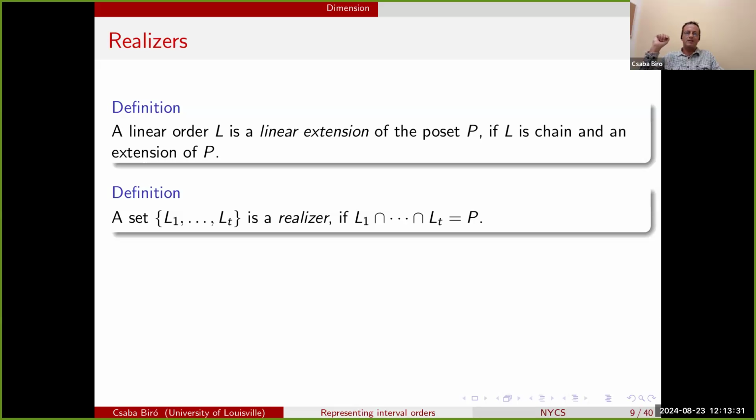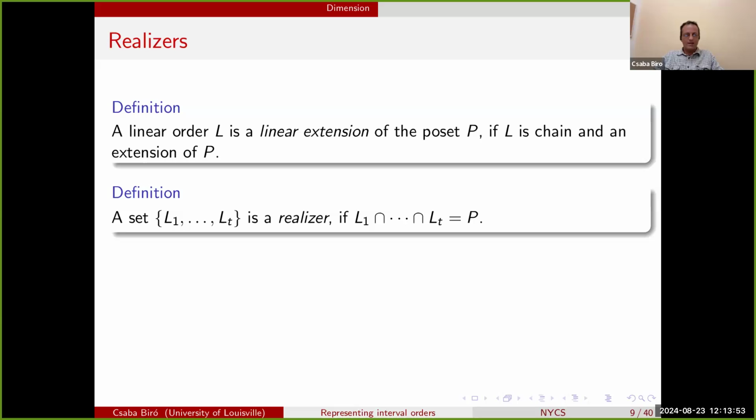So that means that if you have two incomparable elements, x and y, you have to have a linear extension in which x is less than y, and you have to have one in which x is greater than y. And in this way, in the intersection, neither relation is going to be there. And so that's how you make a realizer.